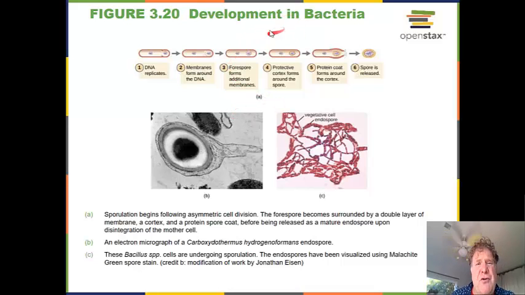Bacteria can also go through what we call a development process, like chlamydia. Again, your book gives figure 2.28, so what I really recommend is that you go through and look at those figures. A spore is a kind of resting structure, and spores can actually live for a very long time, even dry.